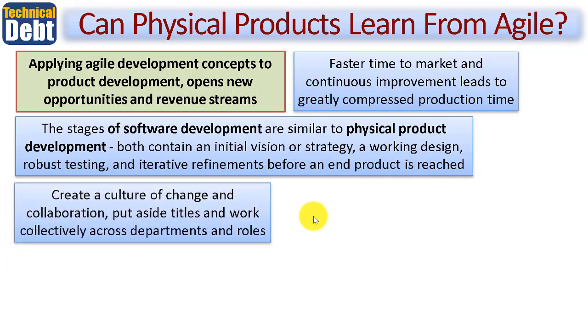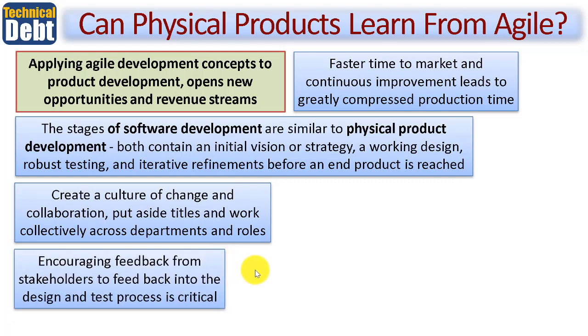So you need to create a culture of change and collaboration, and to try as best you can to put aside titles and work grades and work together collectively across departments and roles. The word collaboration here is key. You see, as you learn more about technical debt, as I take you through these various modules, you'll learn that collaboration across the various different specialist areas within an organisation is key. And indeed, in the final modules, I'll give you very precise examples of how that can fail and how it needs to work to minimise technical debt.